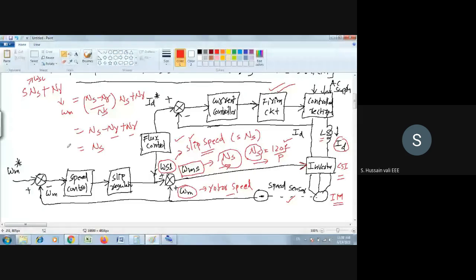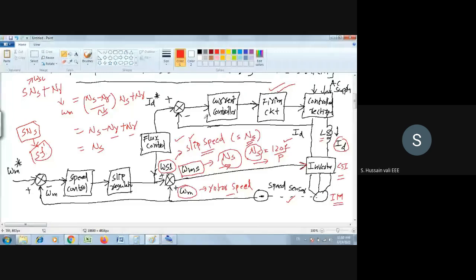S N_s has a frequency. What is the frequency? It has the frequency F, or we can say S into F, because N_s is proportional to F. So I will add here that S N_s is proportional to S F. Now why do you require the flux control here? This flux control will control the frequency.